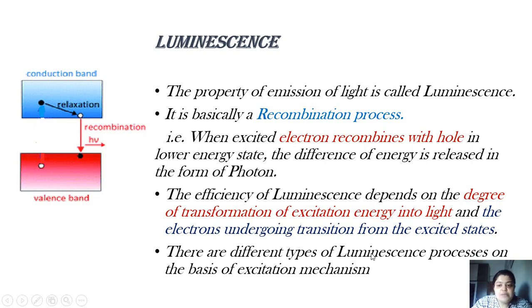So there are different types of luminescence processes on the basis of excitation mechanism. What do you mean by excitation mechanism? To excite the electrons in conduction band, because if they are not excited, they are never going to recombine with holes.